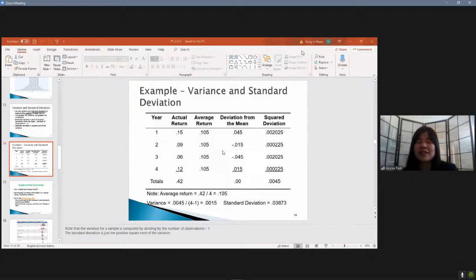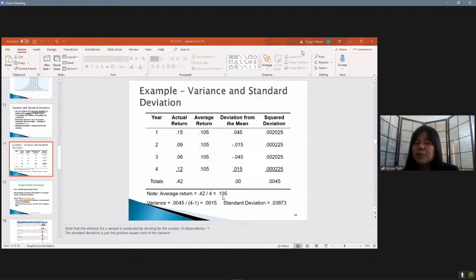So year one actual return was 15%. Year two, 9% return, year three 6% return. Year four, 12% return. So how do you calculate the average? So add all, that's 42% divided by 4 years. So 10.5% is the average return.